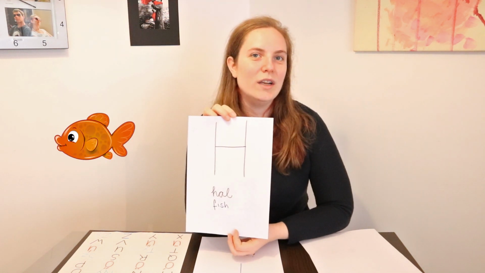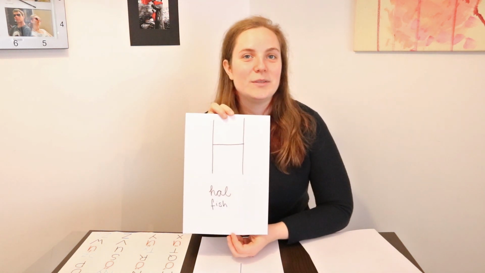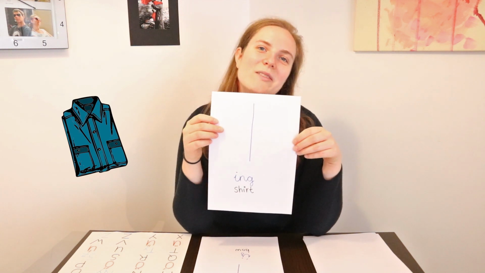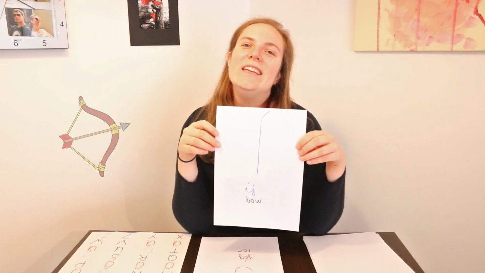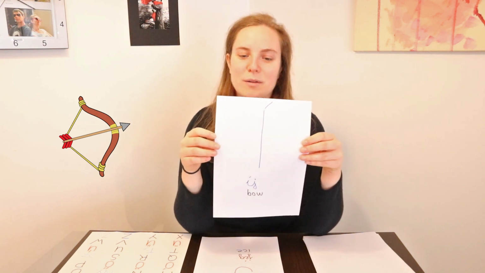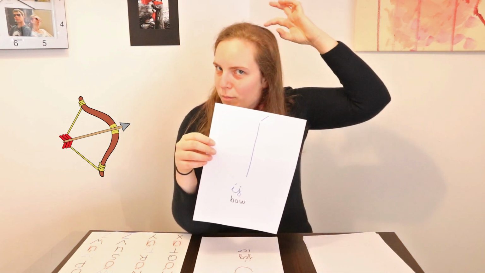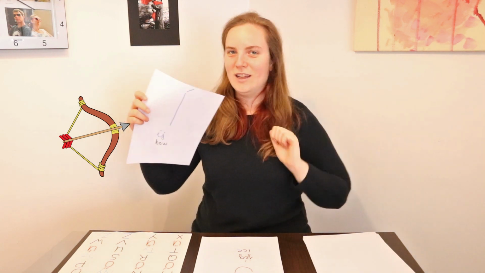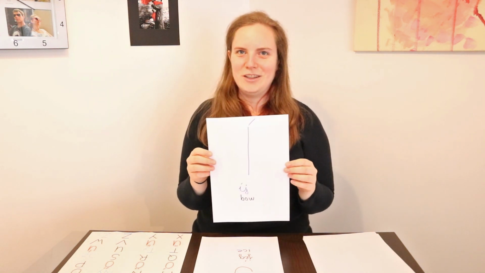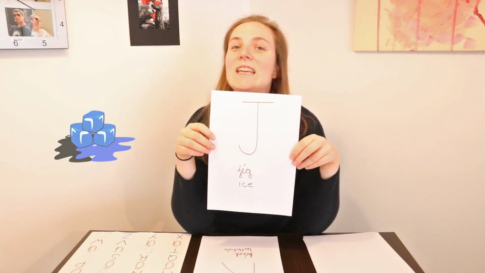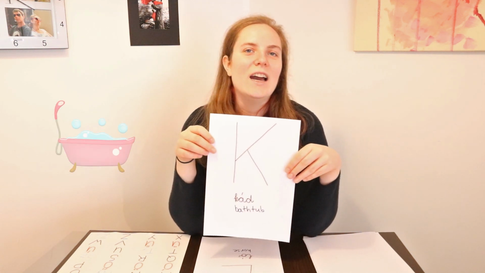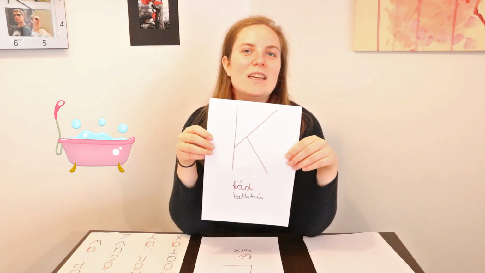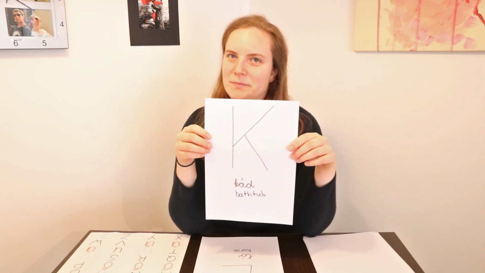H means hal. It's a fish. I means ing. It's a shirt. Í means íj, which is a bow, but not a bow. A bow, an arrow, as in archery. J means jég. It means ice. K means kád. It's a bathtub.